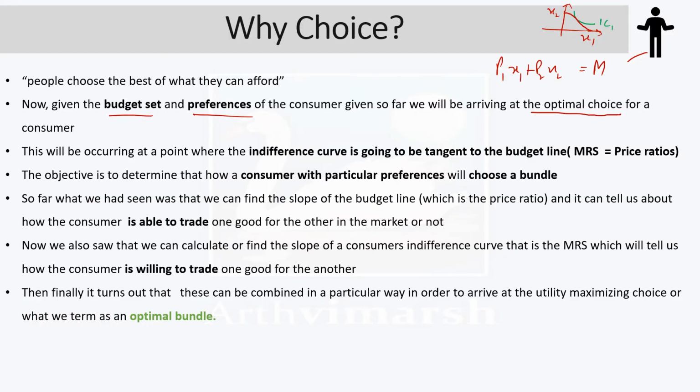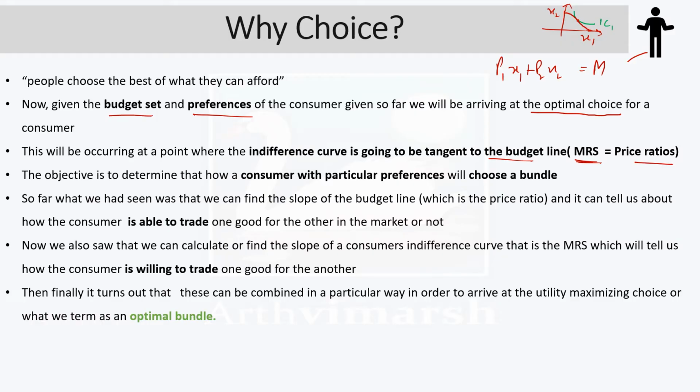And what choice will be optimal for a consumer, we are basically going to talk about that: where is the point, in terms of the graph or even in terms of the equation, where that particular bundle which we can call optimal will be lying. So this will occur at a point where your indifference curve is going to be tangent to the budget line. If you can recall, what was the slope of our indifference curve called? It was the MRS, right? And the slope of the budget line was represented with the price ratio, right?